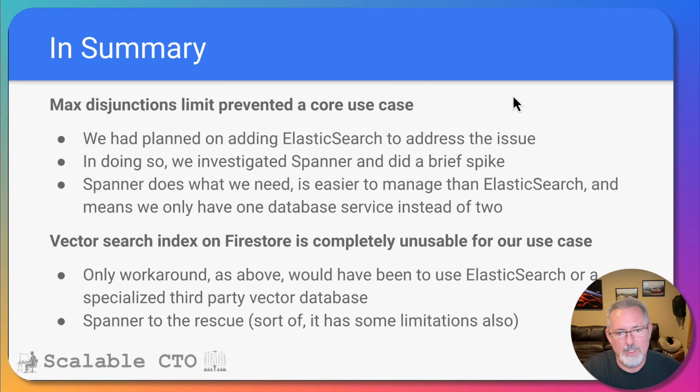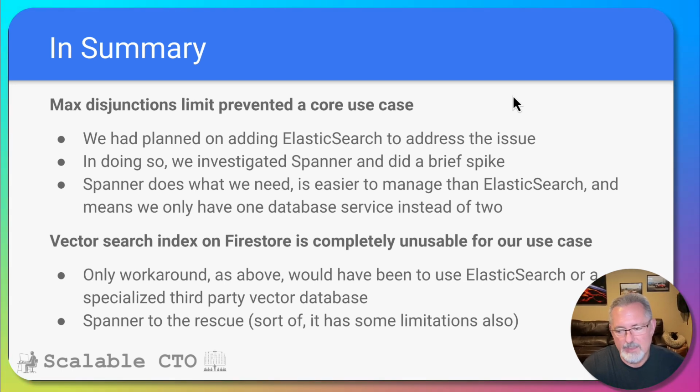Our original plan was we were going to add Elasticsearch, and we were going to use Elasticsearch to do all the searching that we needed to do that broke the max disjunctions limit. So for the bulk of computing and displaying the timeline, we would just use Elasticsearch for that, which would work fine. So we started playing with that.